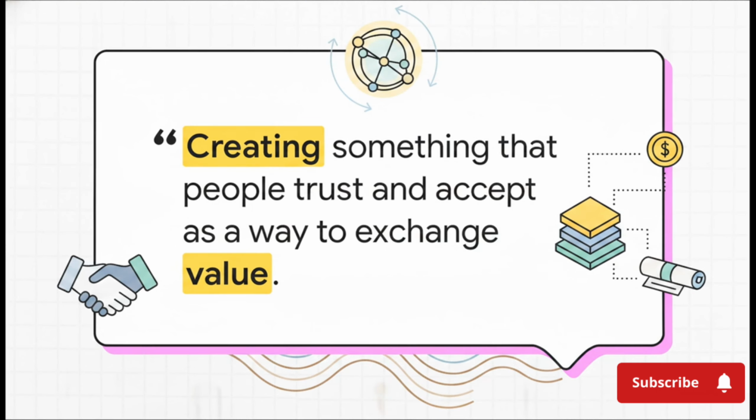As we wrap up this explainer, we can distill thousands of years of evolving technology, from shells to silver to paper to bytes, down to one single unchanging philosophy. So the crucial point is, every form of money comes from the exact same simple idea. It's about creating something that people trust and accept as a way to exchange value. Money fundamentally isn't metal, it isn't paper, and it really isn't computer code. It is, at its absolute core, simply human trust.